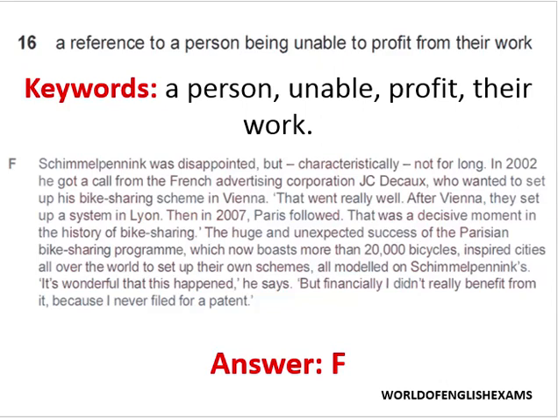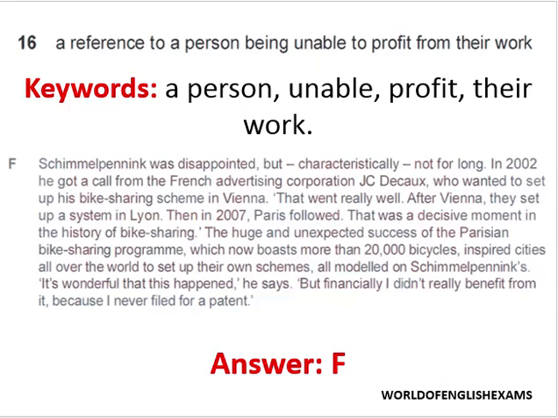Schimmelpenninck was disappointed. Why was he disappointed? We just read that his idea of a bike sharing scheme was unanimously rejected. So maybe that's the reason he was utterly disappointed. But characteristically not for long. In 2002, he got a call from the French Advertising Corporation, JCDecaux, who wanted to set up his bike sharing scheme in Vienna. That went really well. After Vienna, they set up a system in Lyon. Then in 2007, Paris followed.